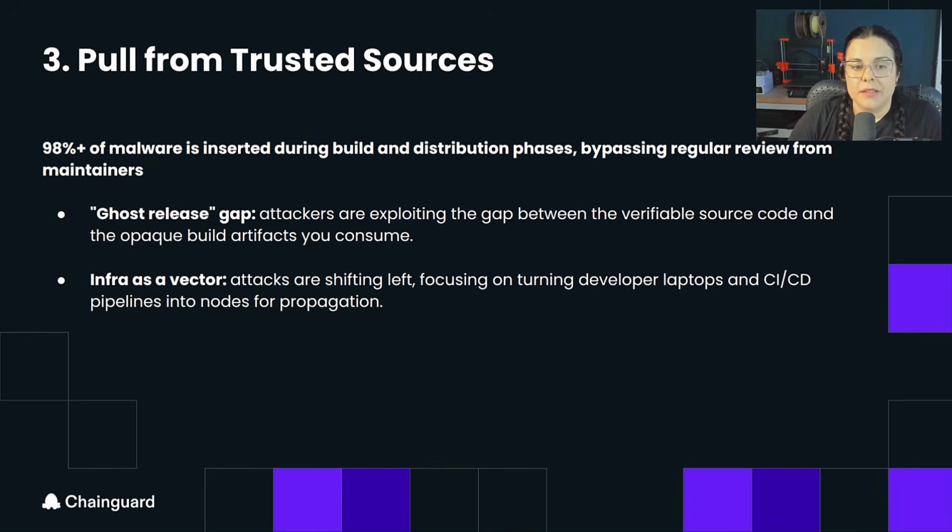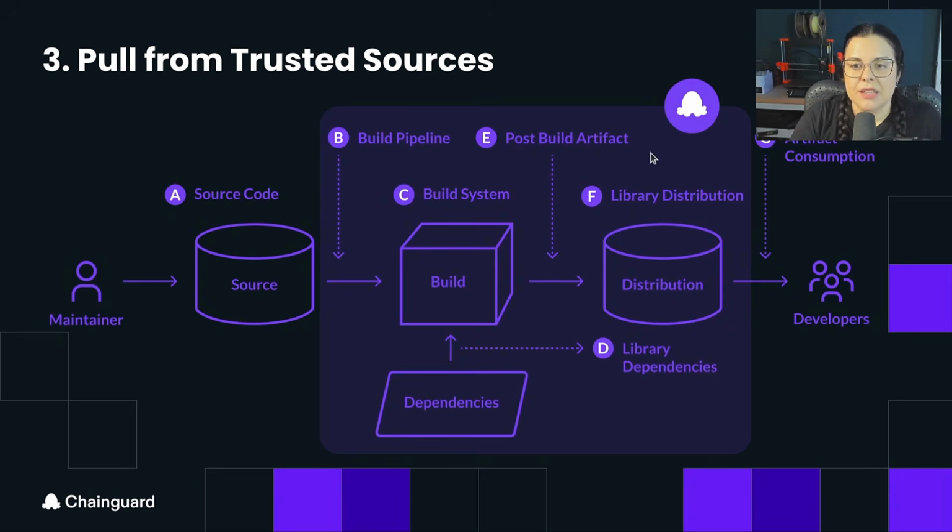So attackers are shifting left and they are focusing on turning developer laptops and CI/CD pipelines into nodes for propagation, because that's where all the credentials and secrets are, and with these credentials you can spread laterally to other projects and even other orgs.